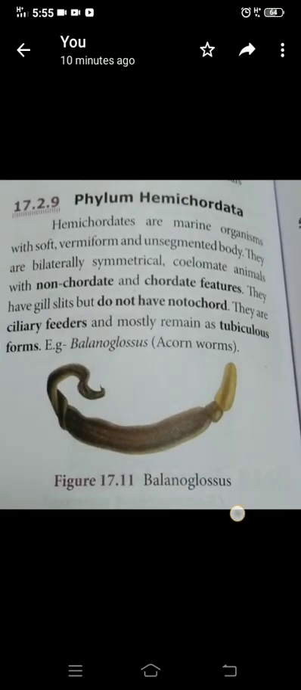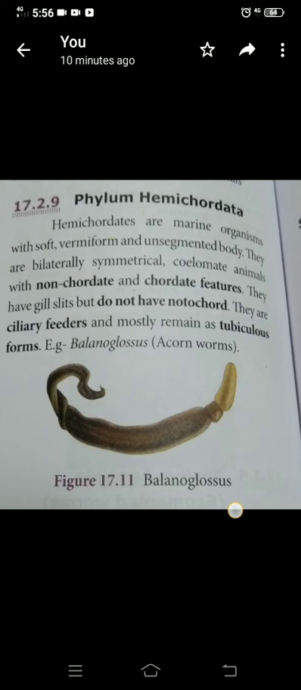The final one is phylum Hemichordata. Hemichordata are marine organisms with a soft, vermiform and unsegmented body. They are bilaterally symmetrical. Vermiform means worm-like structure. The body is not divided, but a head, trunk, and abdomen can be identified. Likewise, it has both non-chordate and chordate features. Chordata means backbone. That character is present, and non-chordate characters are also present.